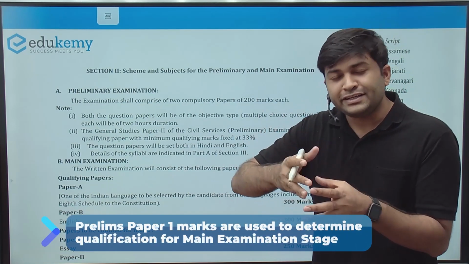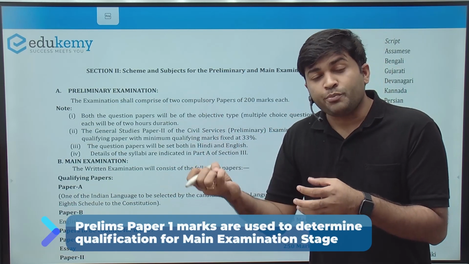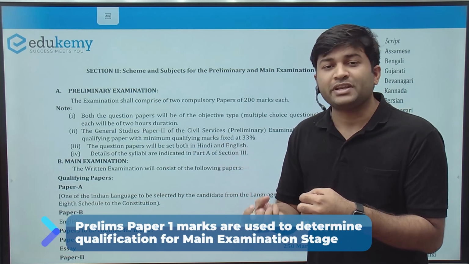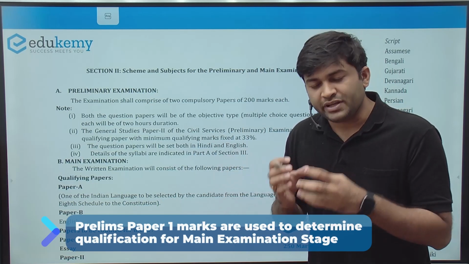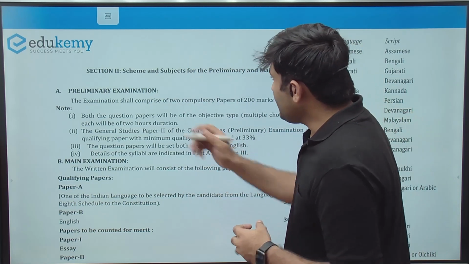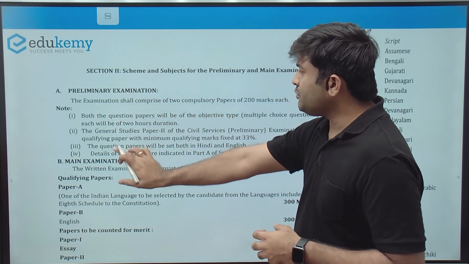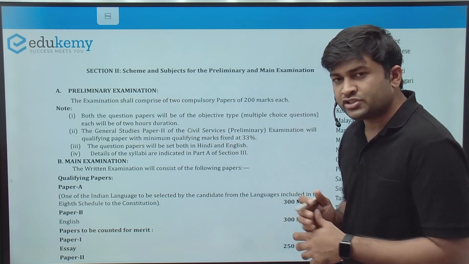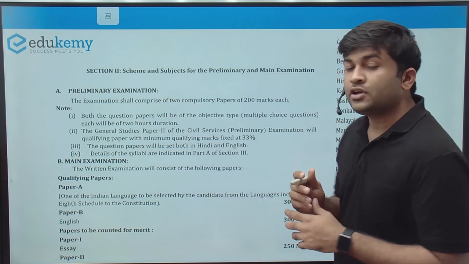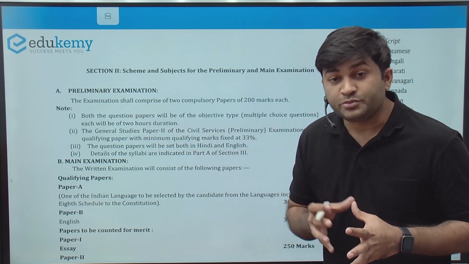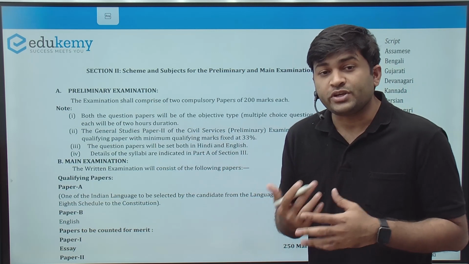Now, this interview marks plus those obtained in the compulsory papers of the main examination will be responsible for the ranking list. Now, coming to the preliminary examination, both papers are of 200 marks each, and the duration is 2 hours each. Both question papers will be of objective type, that is, multiple choice questions.